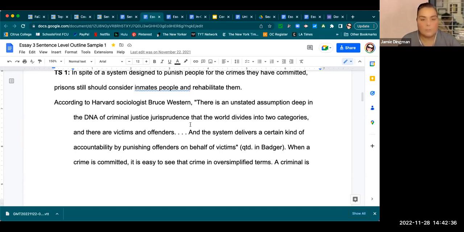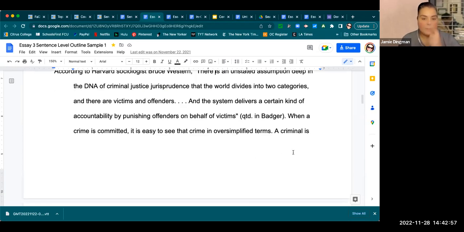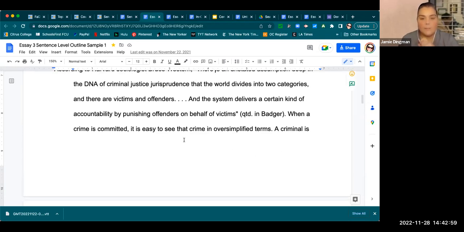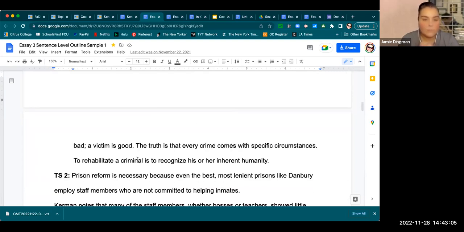According to Harvard sociologist Bruce Western, and here he's introduced the material, there is an unstated assumption deep in the DNA of criminal justice jurisprudence that the world divides into 2 categories, and there are victims and offenders. And the system delivers a certain kind of accountability by punishing offenders on behalf of victims, end quote, right? And then he cited here, when a crime is committed, it is easy to see that crime in oversimplified terms. A criminal is bad, a victim is good. The truth is that every crime comes with specific circumstances. To rehabilitate a criminal is to recognize his or her inherent humanity.